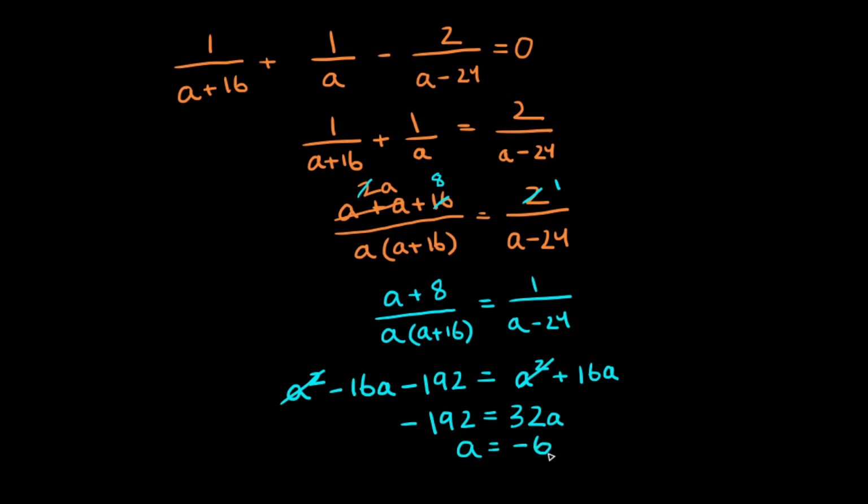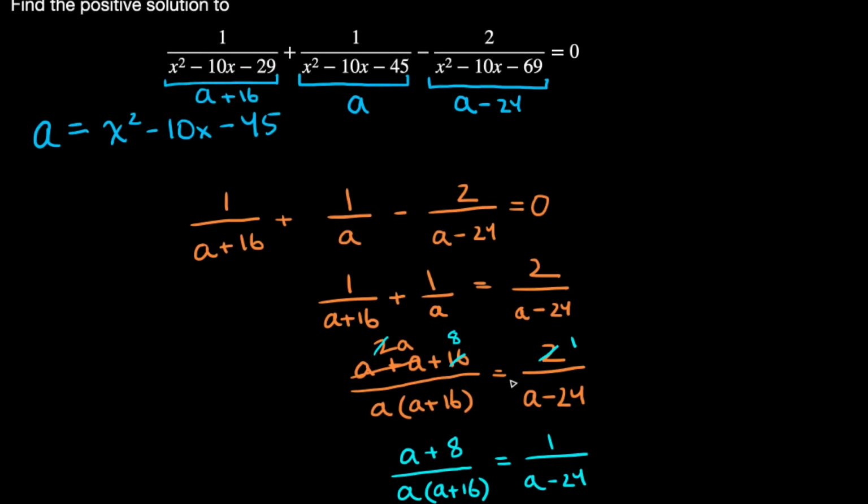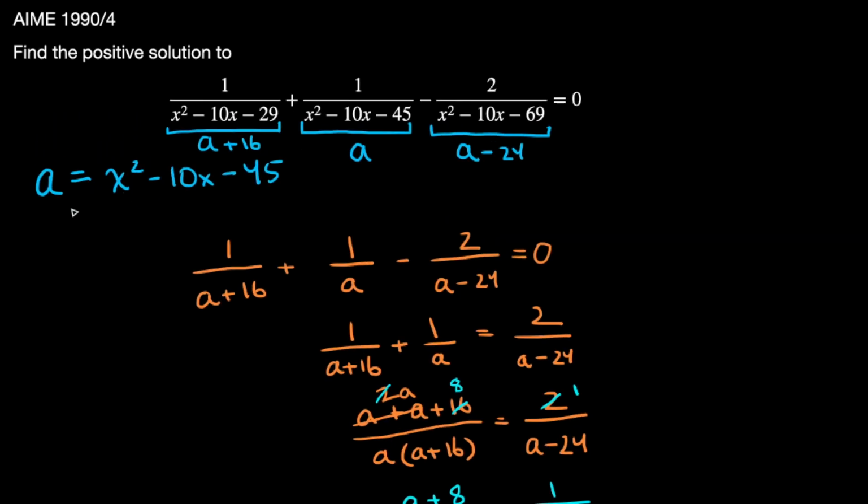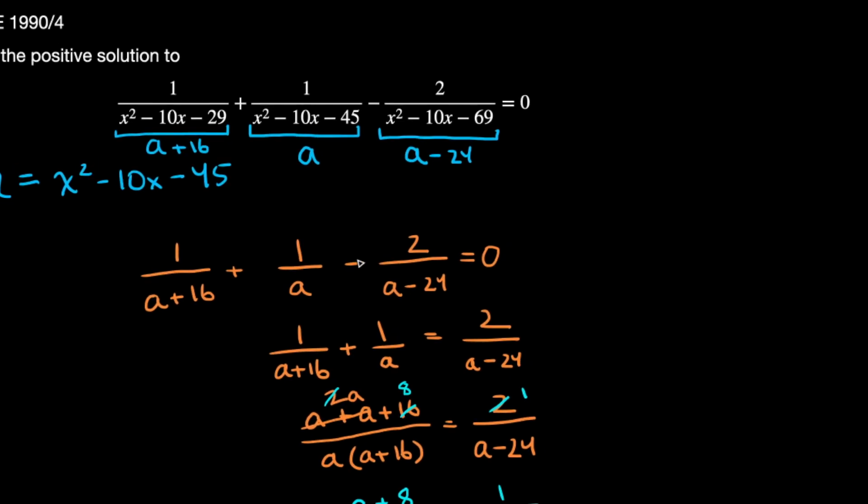Now remember, that's not quite what we wanted. So if we look back at our definition, we have a is equal to x squared minus 10x minus 45. And now we can substitute what we got for a, which was negative 6, back into this equation and solve for x. So let's do that.